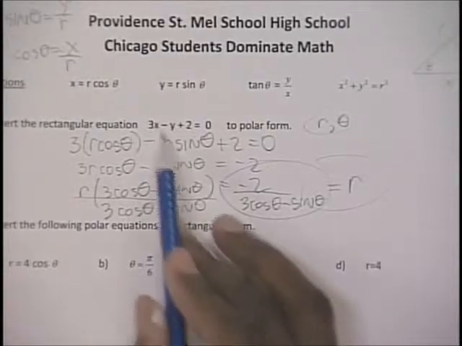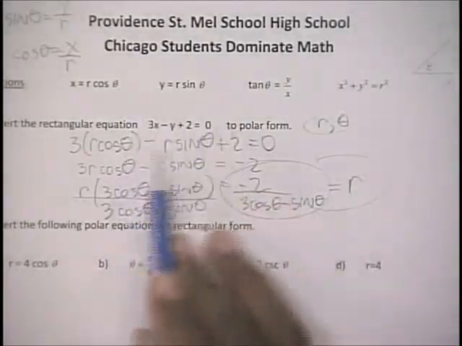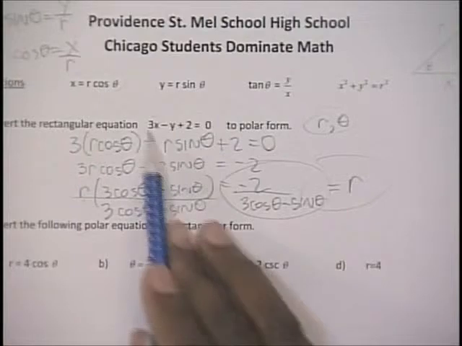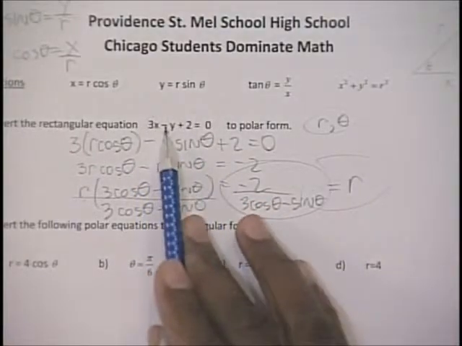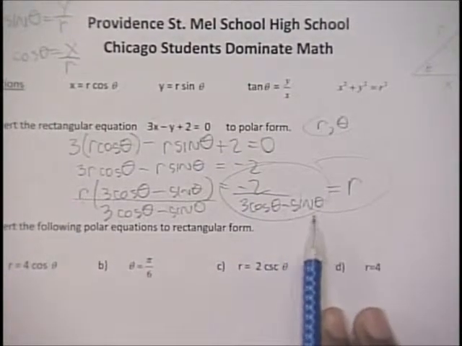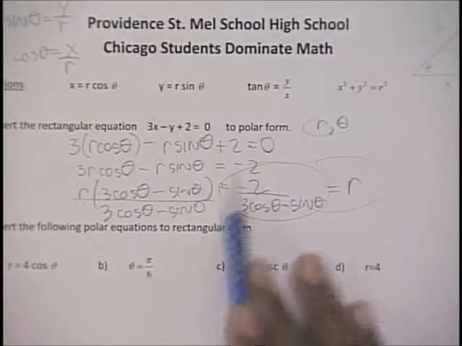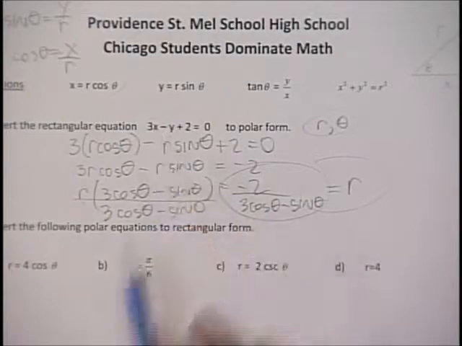You've just converted a rectangular equation that you're probably more familiar with. You're more familiar with this than this, but this statement is the same as this. It's just a different way of writing an equation. It's called a polar equation.